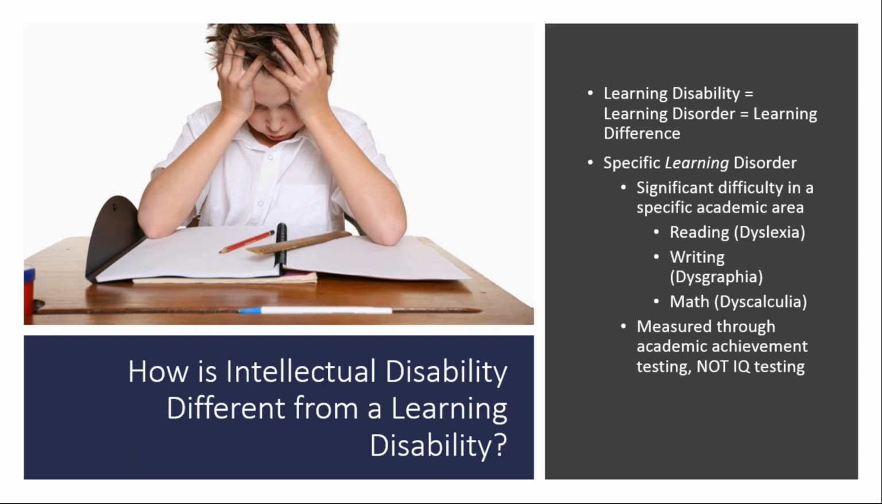So a child with a learning disability might have significant difficulty with reading, for example, which the other term for that might be dyslexia. We might see that a child has a lot of difficulty with writing, or what we might call dysgraphia, or even with math, which we might call dyscalculia. So a specific learning disorder is really talking about that difficulty that is specific to that area of learning. And we typically measure that area of learning through academic achievement testing or standardized testing of that academic area.